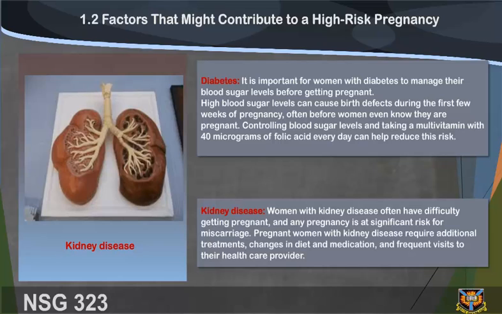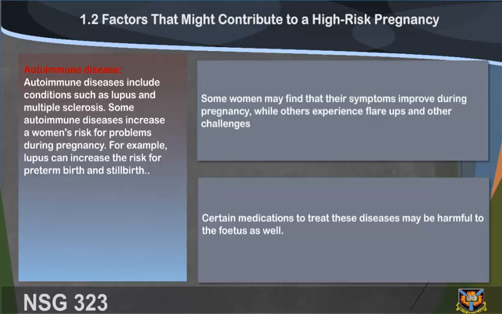Kidney disease. Women with kidney disease often have difficulty getting pregnant, and any pregnancy is at significant risk for miscarriage. Pregnant women with kidney disease require additional treatment, changes in diet and medication, and frequent visits to their healthcare provider.